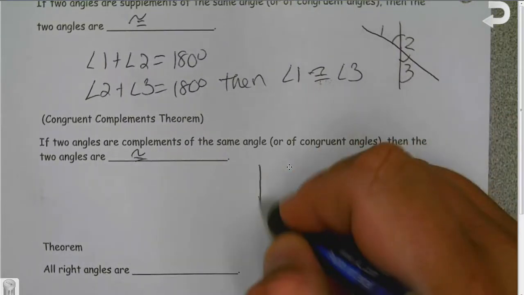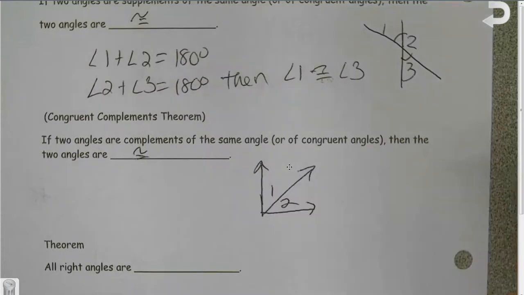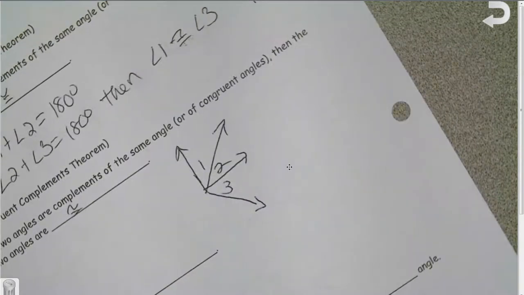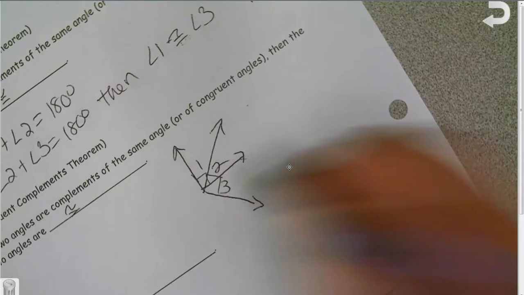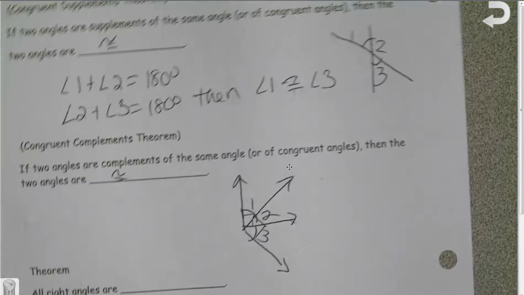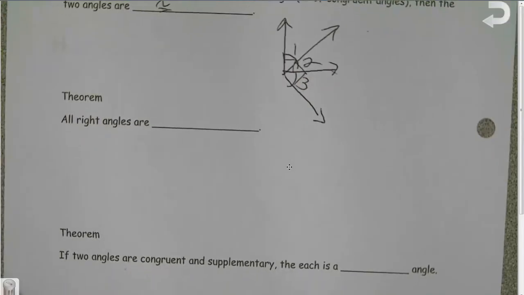If I make a right angle, and this is angle 1 and angle 2, if I turn angle 2 and make another right angle, 1 and 2 make a right angle, 2 and 3 make a right angle. So then angle 1 is congruent to angle 3. Okay? Pretty straightforward.